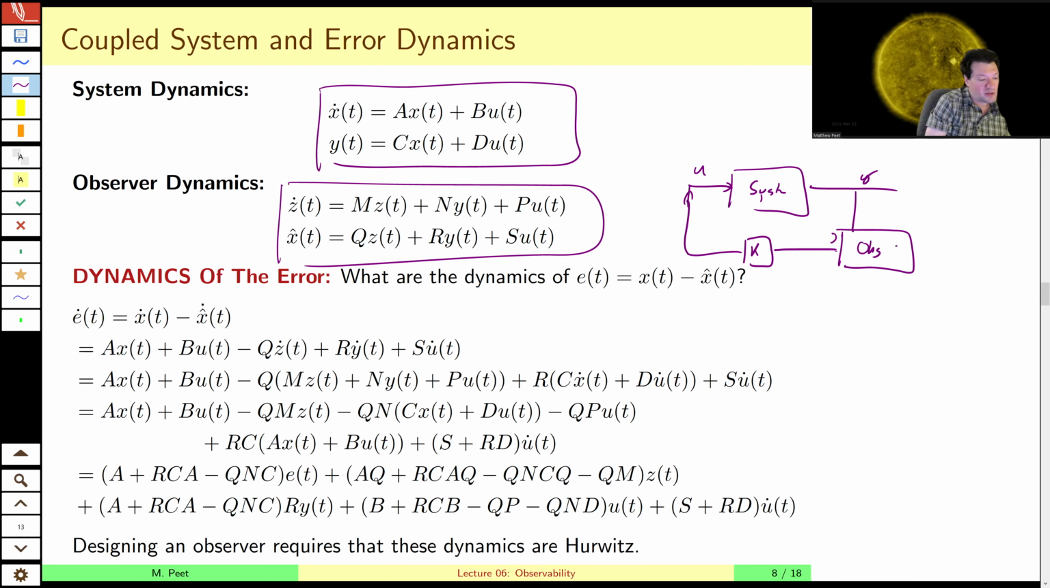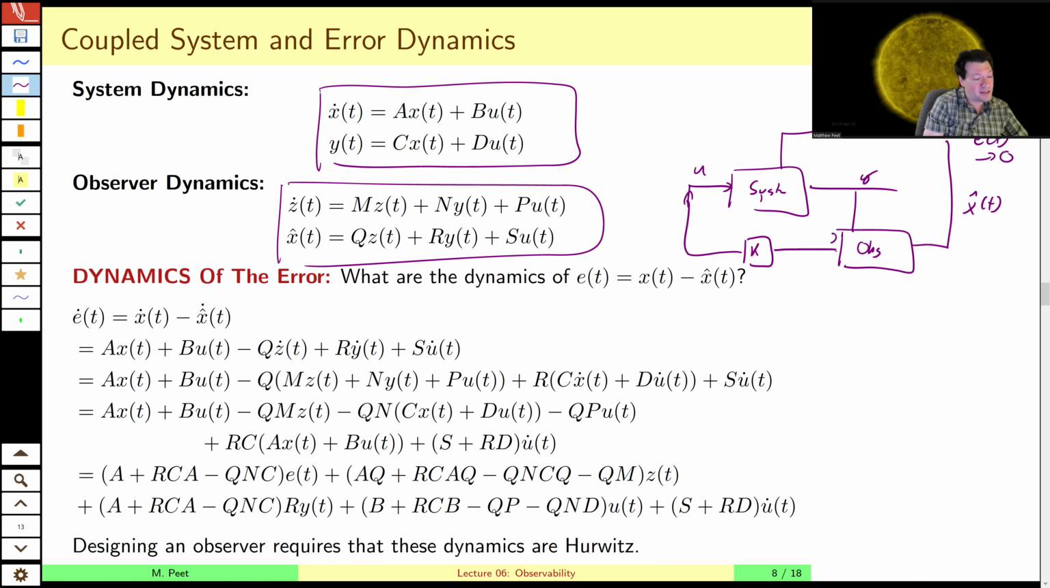We want the system in closed loop to have the actual state converge to our estimate. Here we will have a negative sign. So that's x of t, and there's our estimate of the state, x hat of t, and that's our error. We want this error to go to 0. That's our goal. So it stands to reason that we should write out what the error dynamics are.